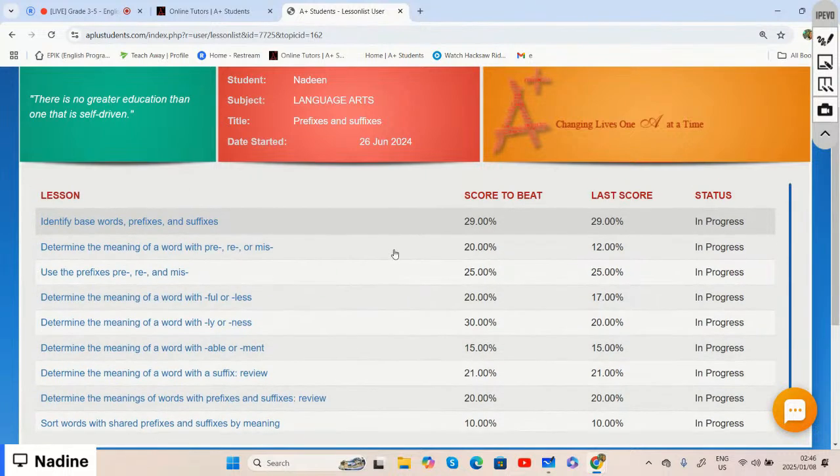All right, so this is now the end of our lesson. We said that a prefix is a word that we add at the beginning of a base word. A suffix is a word that we add at the end of the base word. A base word can stand on its own, right? We focused on the prefixes: pre means before, re means again, and mis means incorrectly, right? So that is the end of our lesson.